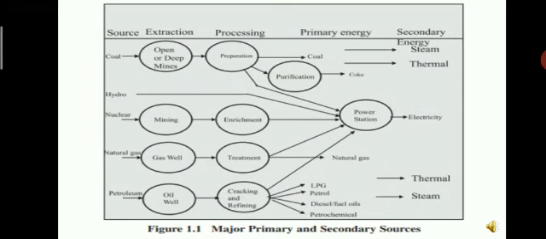So this is a picture which is showing the use of major primary and secondary sources. Coal is there, hydroelectric means water is there, nuclear energy, natural gas, petroleum gas, all these are the sources of energy, and they are extracted. After processing, they are used for power generation. Here you will see the oil well, from the oil well you get petroleum, and petroleum products may be in the form of LPG, petrol, diesel, fuel oils, and petrochemicals.